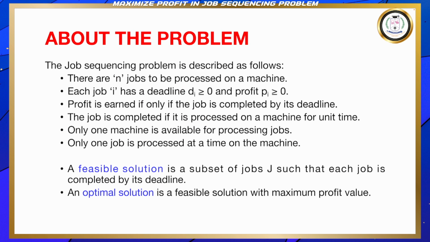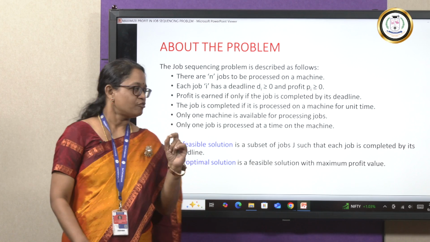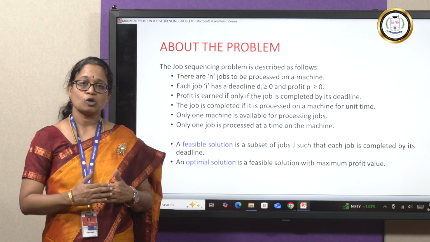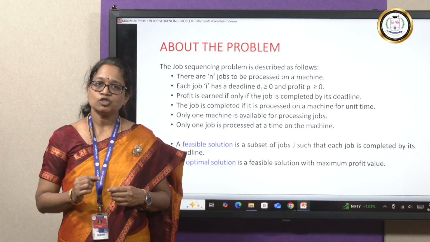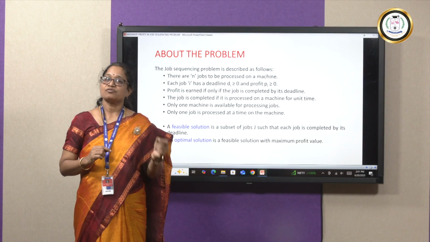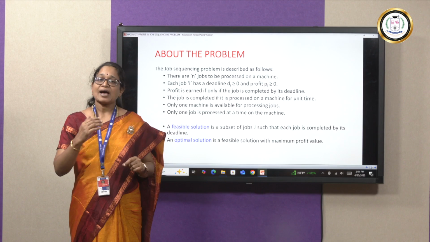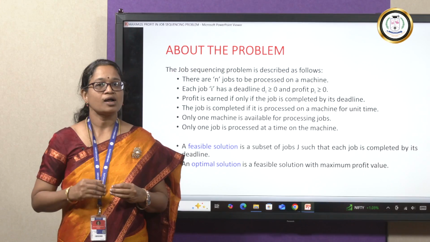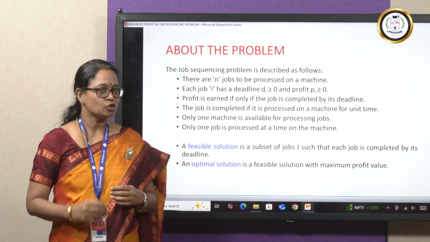These are the important terms which you should know: feasible solution and optimal solution. A feasible solution is a subset of jobs such that each job is completed by its deadline. An optimal solution is a feasible solution which maximizes the profit. Now our objective is to find the optimal solution.